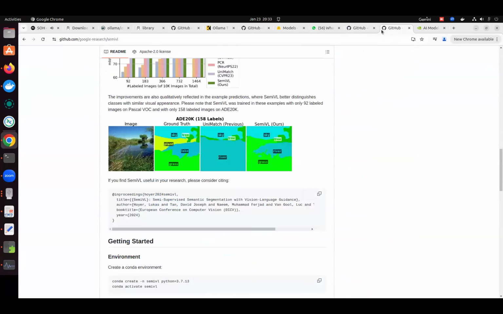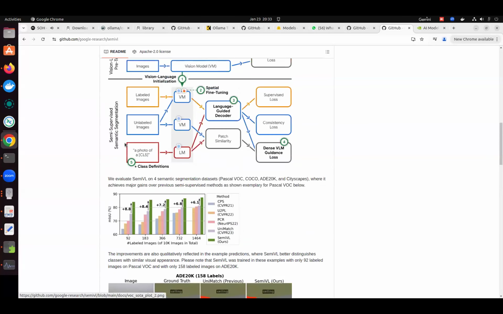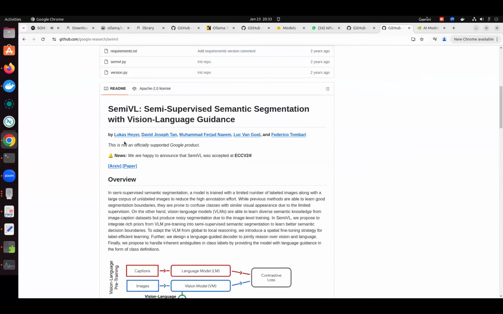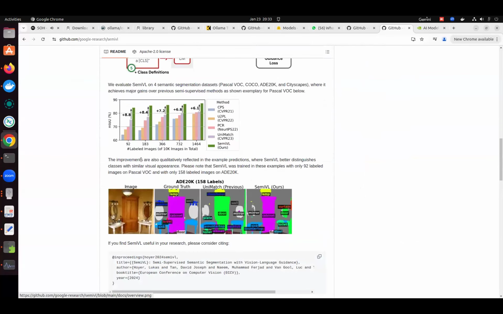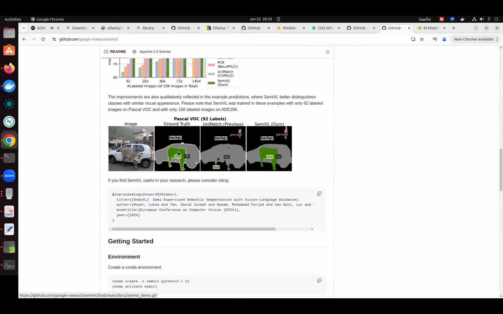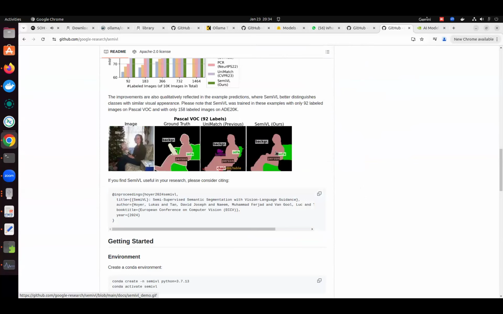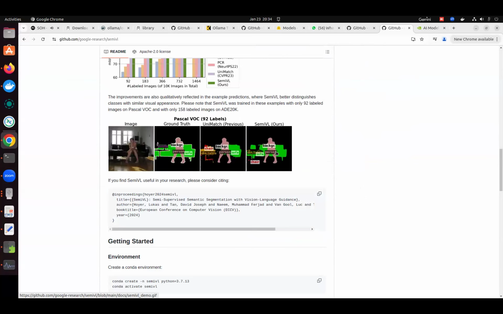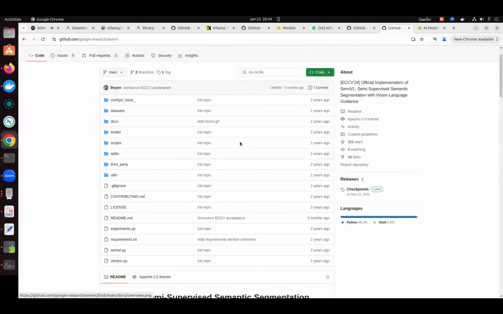And similar things are available from Google also. So this is from Google Research, semi-supervised semantic segmentation with vision language guidance. If you see the GIFs here, it is evident that given any arbitrary image, it is able to segment those kinds of objects. So these models are being made available, and you can also explore other repositories from Google Research.